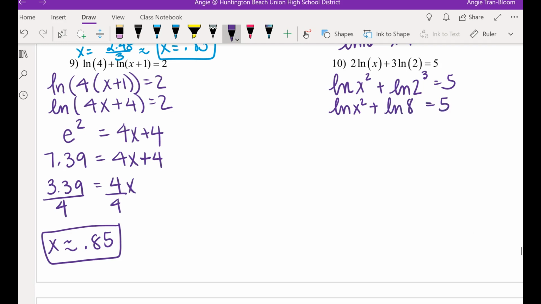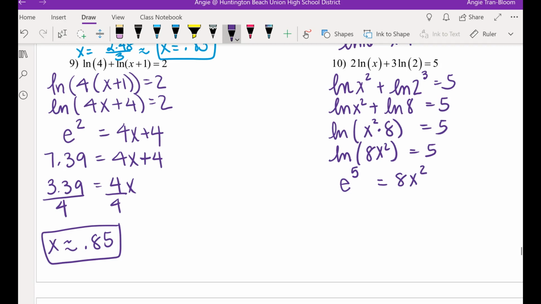Okay, similarly to number 9, I have 2 logs on the left, but no logs on the right. What do you do next? Multiply. Natural log of x squared times 8. By the way, x squared times 8 is exactly 8x squared equals 5. Now I have 1 log on the left, no logs on the right. Can I drop it? No. I have to do what? Rewrite it in what form? E to the what? E to the 5th. Very good. Equals 8x squared.